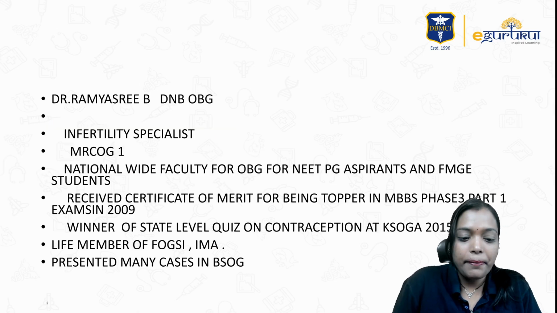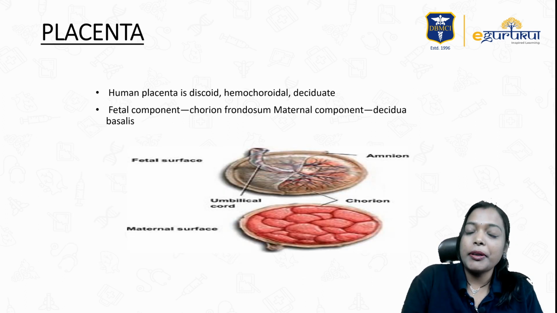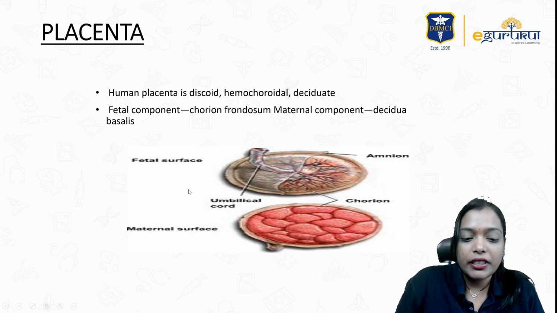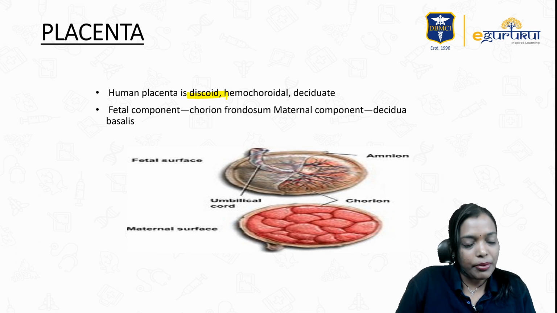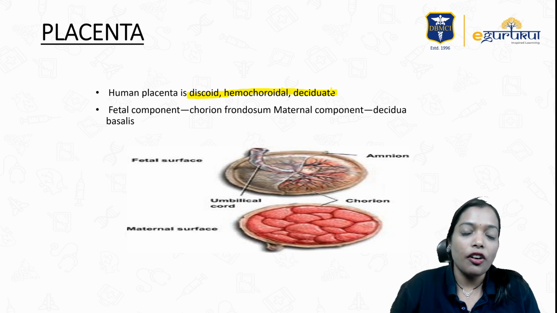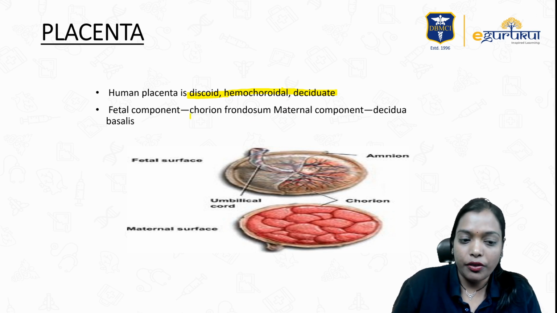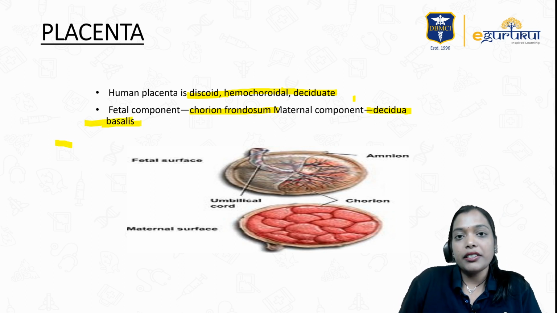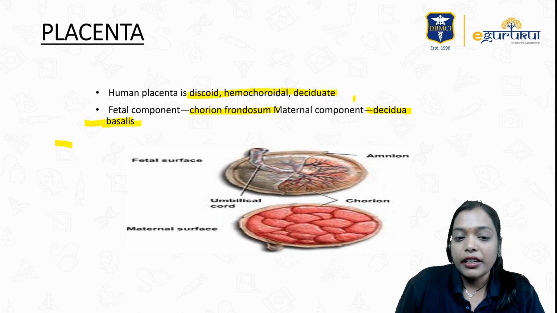Myself, Dr. Ramya. So let us see the images of the placenta. First, let me speak about the normal placenta. Normal placenta is discoid in shape. It is hemochorial because it has half blood from the mother and half from the father. It is deciduate because it sheds off post-delivery. It has two components: the fetal component is called chorion frondosum, whereas the maternal component is called decidua basalis.